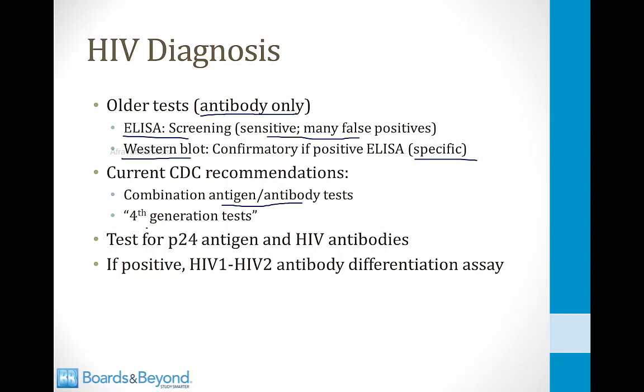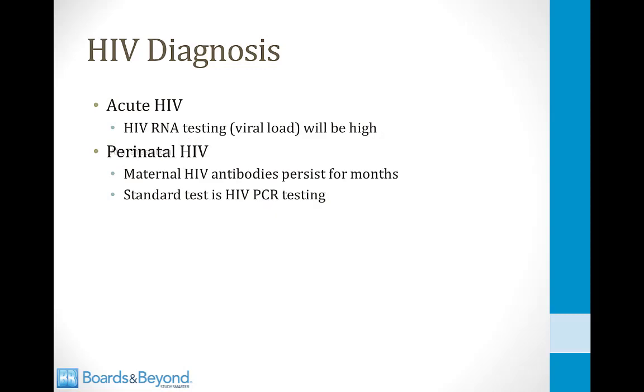These are also called fourth-generation tests. These tests look not only for antibodies but also for antigens from HIV. So they test for presence of the P24 antigen and HIV antibodies, and these are believed to be more accurate for detecting infection. If the fourth generation or combination test is positive, then an HIV-1, HIV-2 antibody differentiation assay is performed. Two special situations in HIV diagnosis.